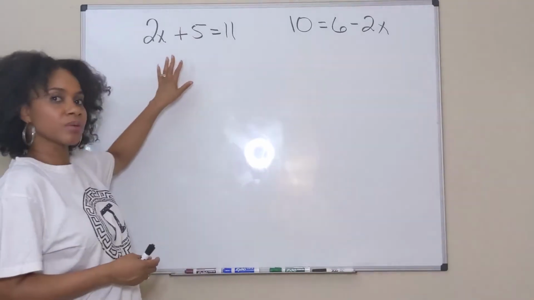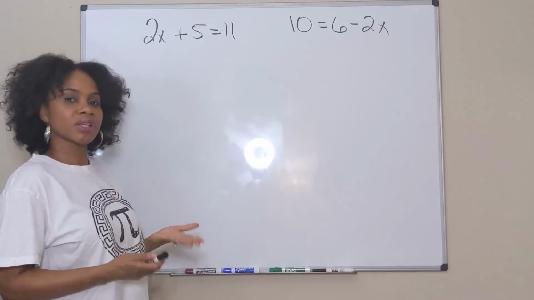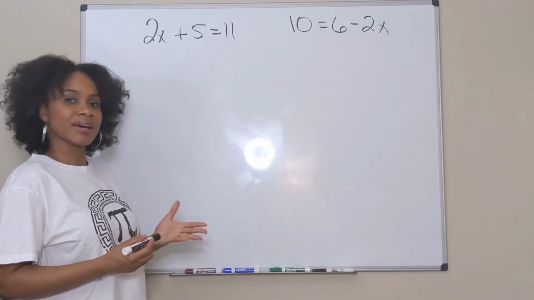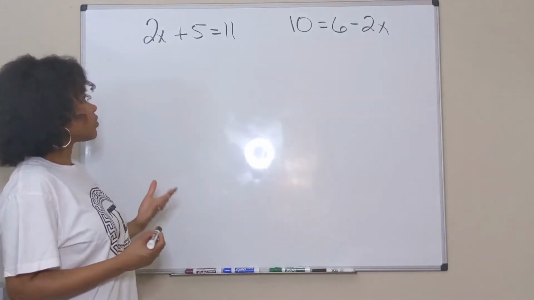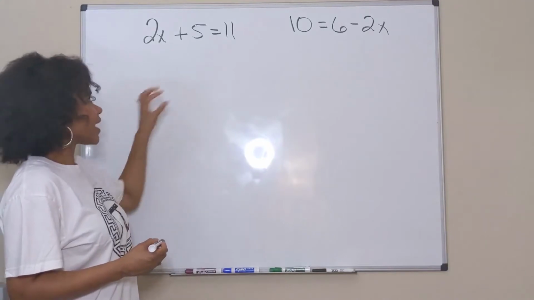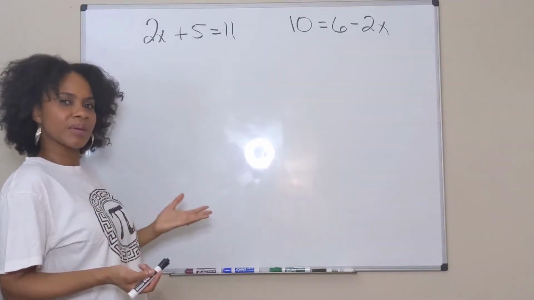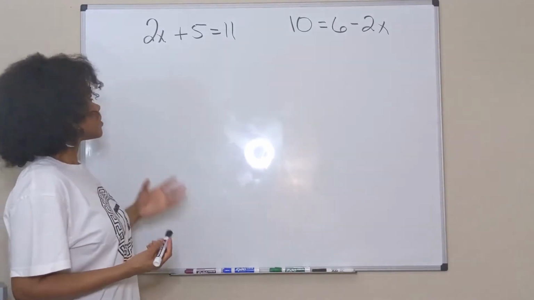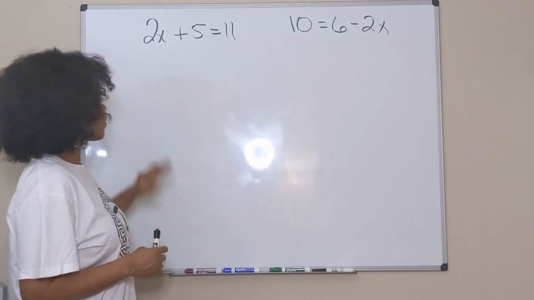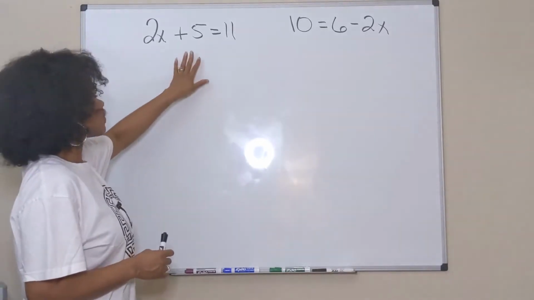In this case, our variable is x. You want to get the variable by itself on one side. When you're solving equations, you want to always add or subtract first and then multiply or divide. What I like to do is locate whatever is not attached to my variable.